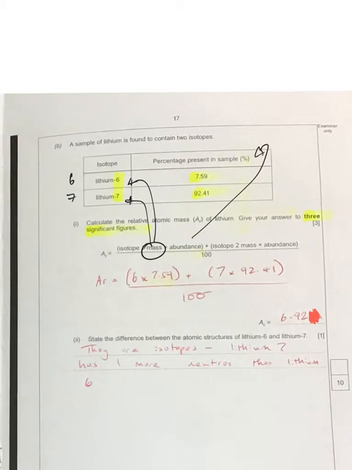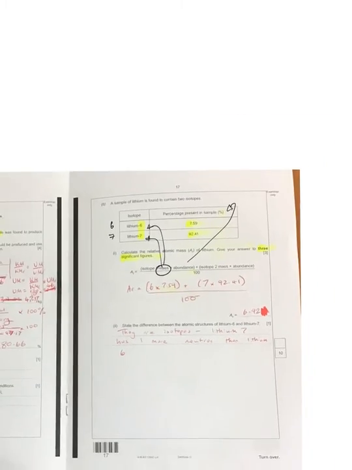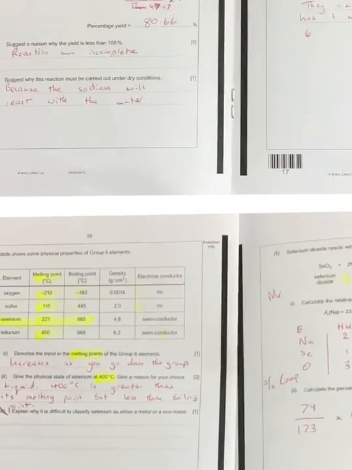Now, state the difference. Well, they're isotopes of each other. We know that an isotope is the same number of protons, different number of neutrons. So lithium-7 has one more neutron than lithium-6. And that's the definition straight off our knowledge organizer.